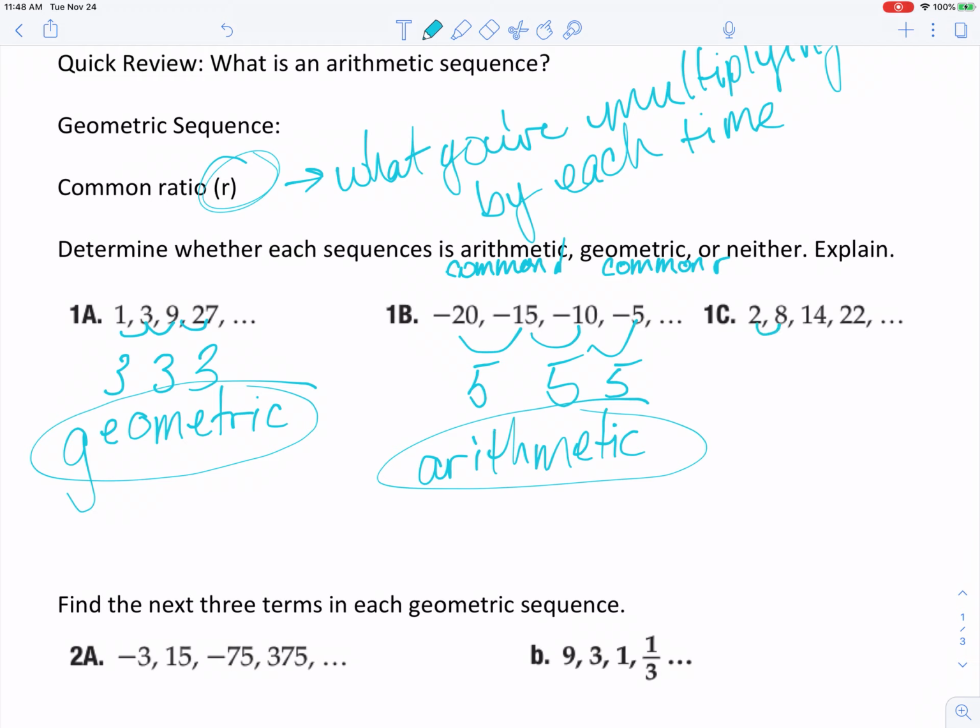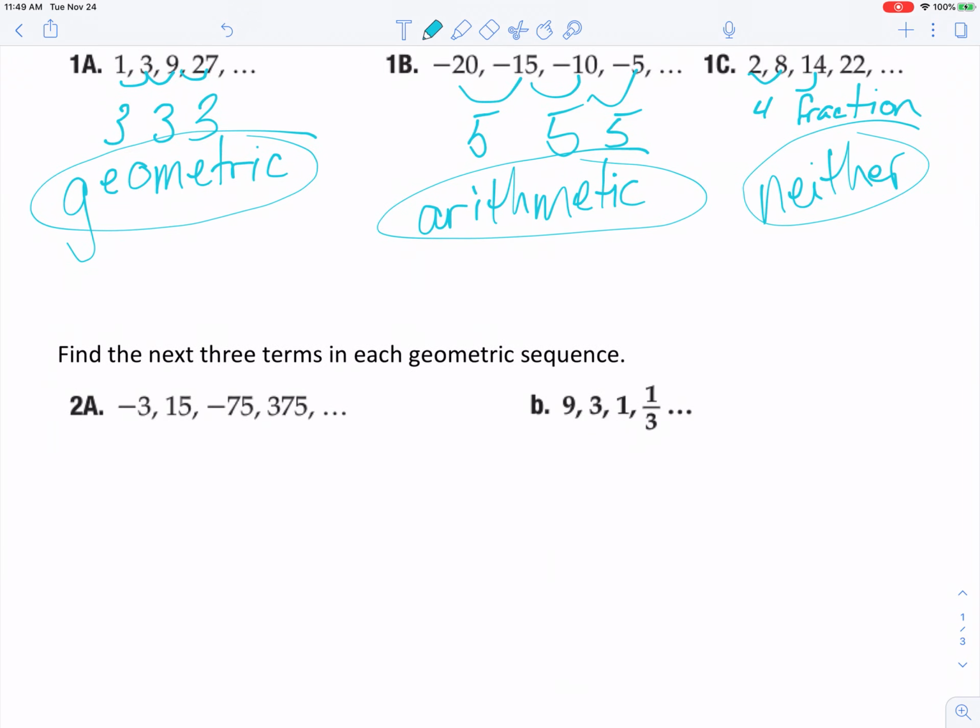So here, 8 minus 2 is 6. So it's not arithmetic. Let's try for geometric. 4, and that is a fraction. I don't even know what it is, but I know that it's a fraction, and a fraction is not the same as 4, so it's not geometric, which means that this one is neither arithmetic nor geometric.